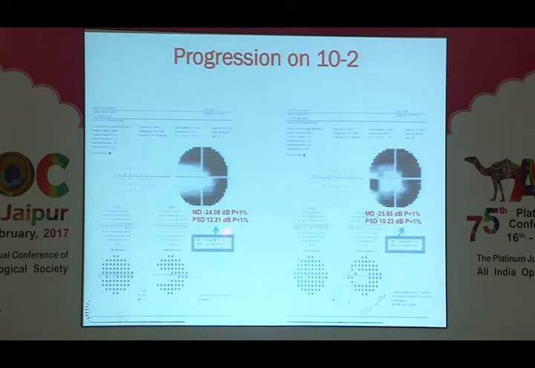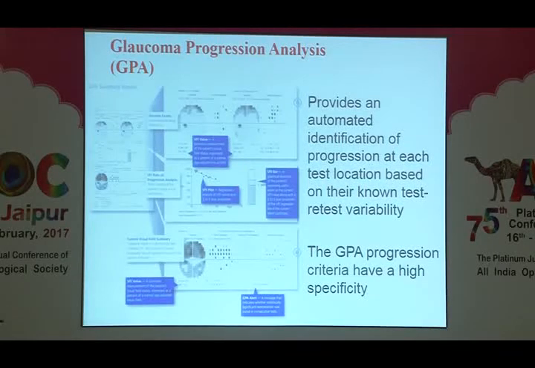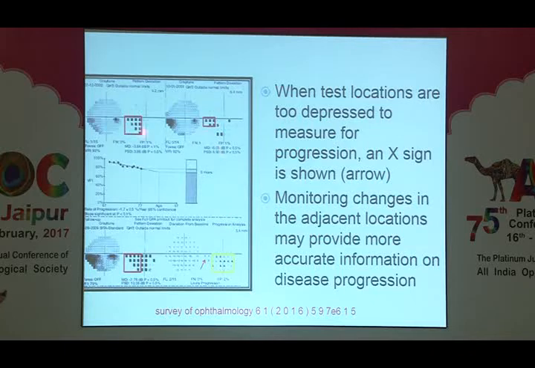So how to detect progression on 10-2? I think what we do generally is point by point comparison, and you can just see how much more deviation there is in these points, because PSD is going to improve as the loss becomes more generalized. So here you're going to get lesser values, although MD will show deterioration. So you can just compare point by point and see the deterioration. Guided progression analysis is used in the Humphrey perimeter, and it provides an automated identification of progression at each test location based on their test-retest variability. It has regression analysis also, and it flags whether there's progression, likely progression or possible progression with high specificity. But when the test locations are too depressed, it shows an X sign.